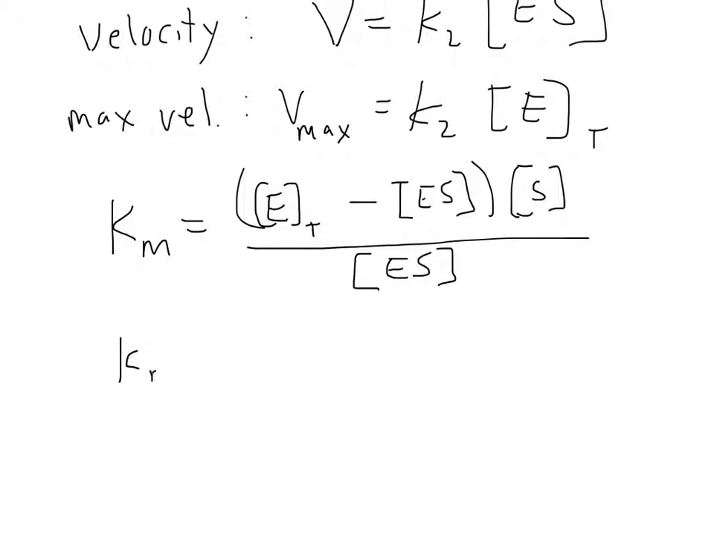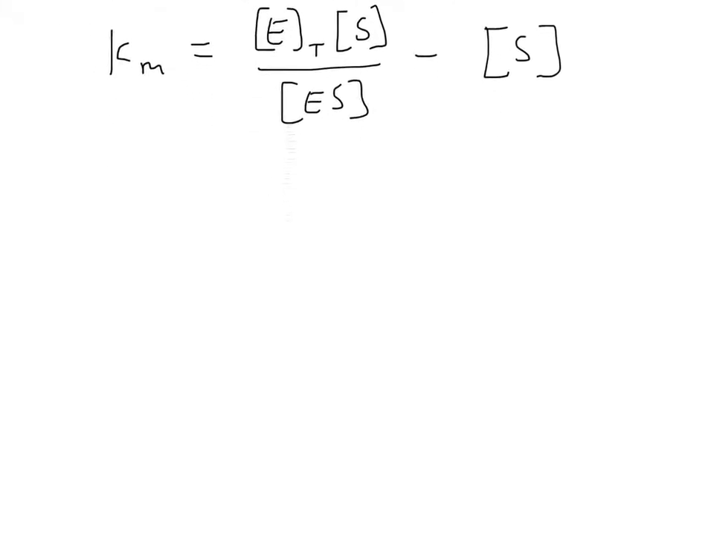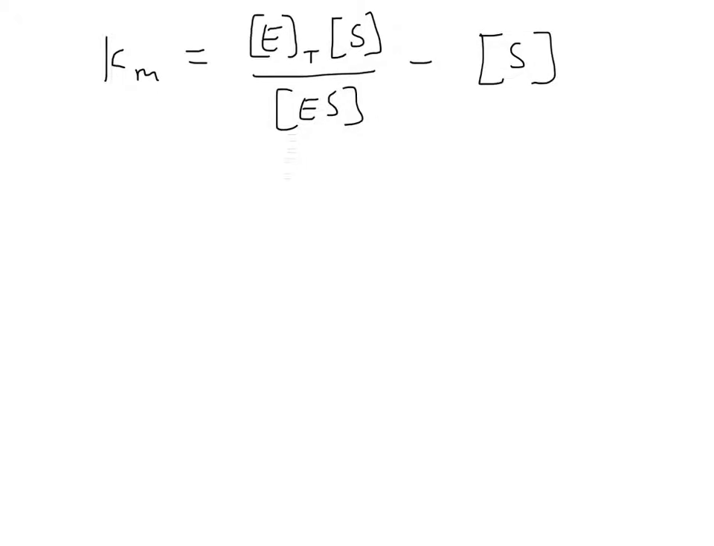Now let's do a little algebra here. We get ET times S over ES. And over here you'll notice that the ES is cancelled in the second term here. So there we just get minus S. Alright, you will see where I'm going in a second here. Let me move this up. So that's our current equation, our current state of affairs.